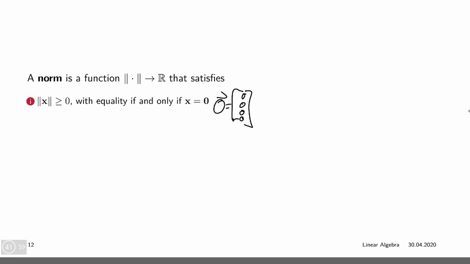And because I cannot use my pen to write bold, I put a little arrow on top of these vectors here. Second, if I take a scalar and multiply it by a vector, then the norm of this vector scaled by this scalar alpha equals the product of the absolute value of the scalar and the norm of the vector.